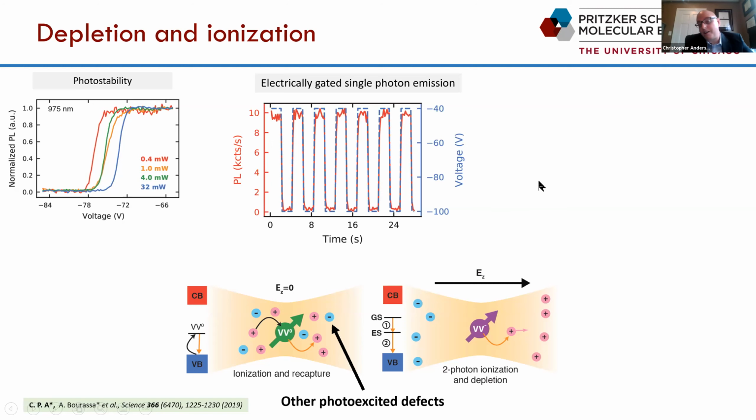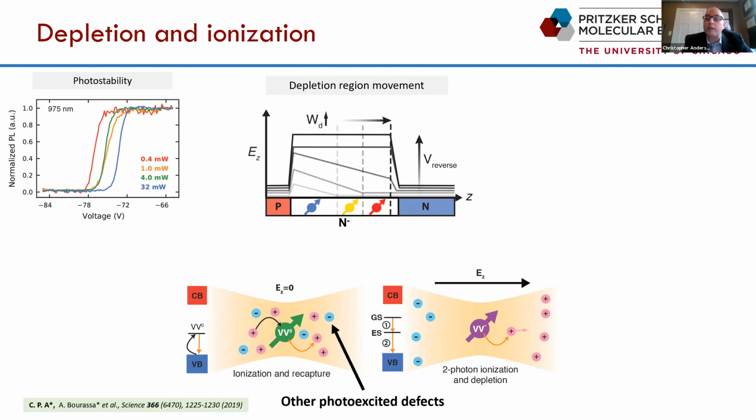We can use this to create an electrically gated single photon source by rapidly switching across this threshold, which can be as fast as megahertz, so it can be gated quite quickly. But the reason that this happens at minus 75 volts and not some other voltage is related to the fact that our intrinsic region is not purely intrinsic.